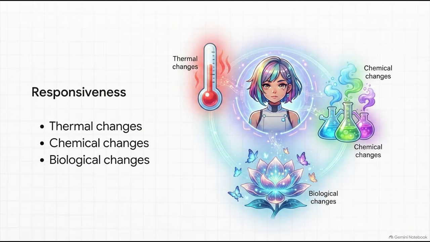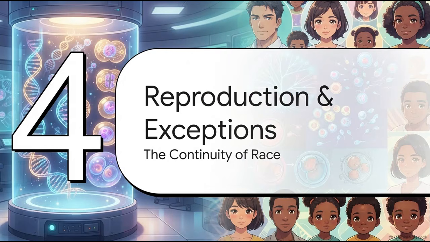Which leads us to a super unique property called responsiveness, or what's known as irritability. Every single living being reacts to its surroundings. Whether that's a thermal change in temperature, a chemical shift in the environment, or even biological changes, the ability to actually sense and respond to these things is a defining hallmark of being alive. Moving right along to section 4, reproduction and exceptions, the continuity of race.